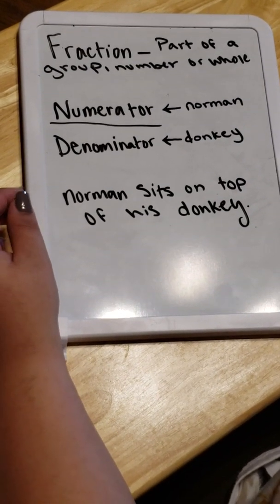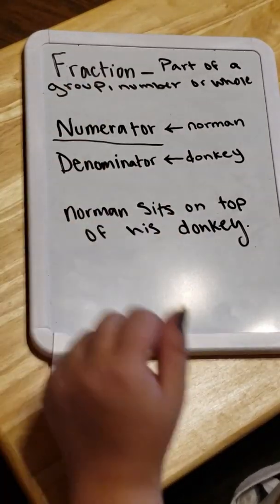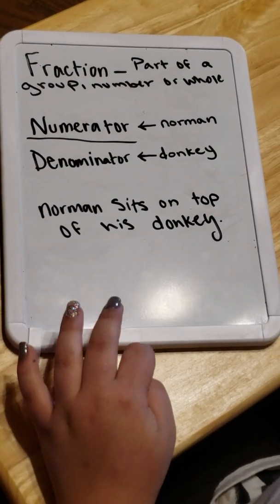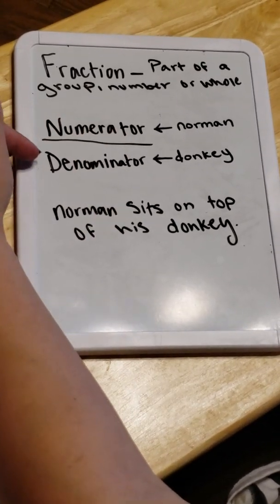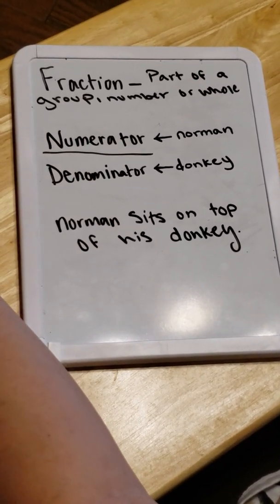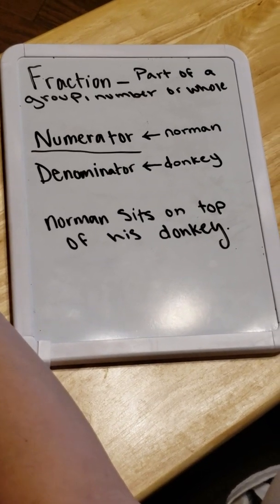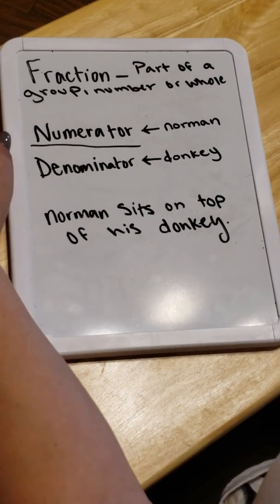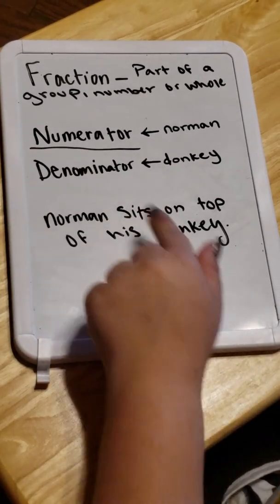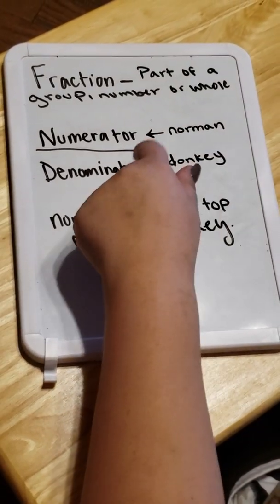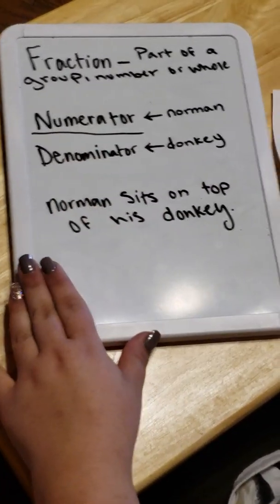Alrighty, so to start, let's define what a fraction is. A fraction is part of a group, number, or whole. There are two parts of a fraction. There's the numerator and the denominator. Generally, teachers use the analogy of Norman and the donkey to help students remember numerator and denominator. So we'll go over that. Norman is the numerator and donkey is the denominator.